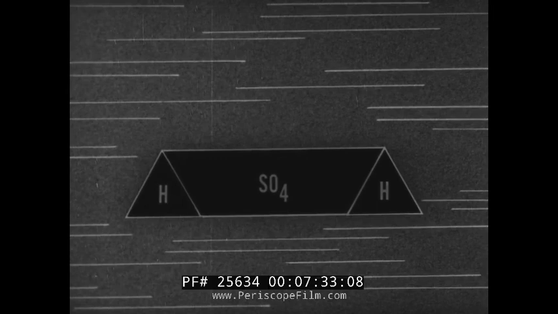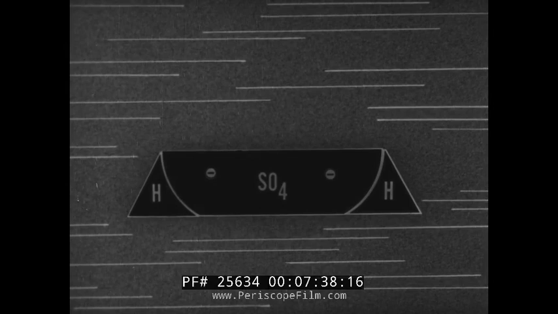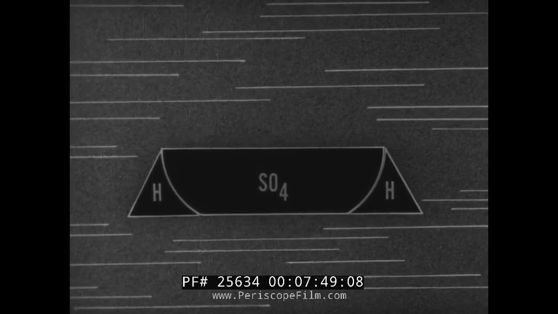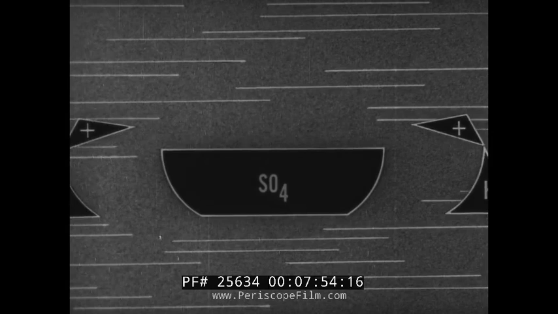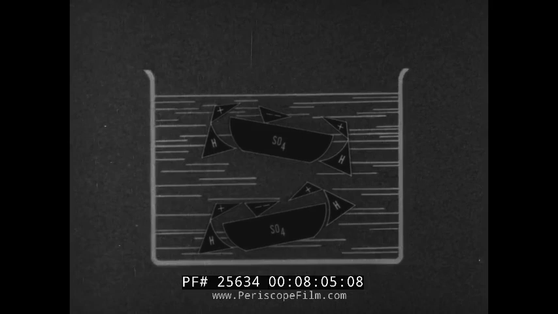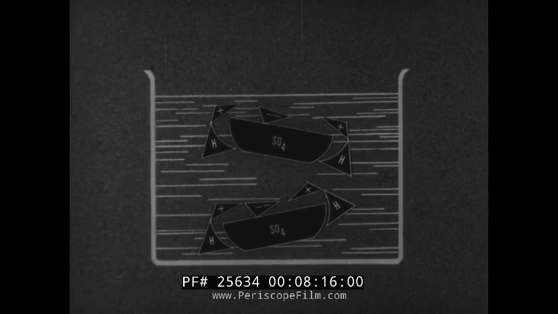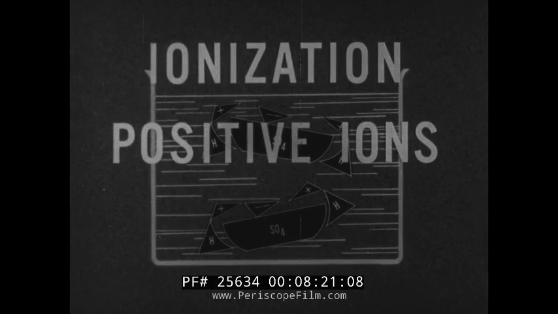But they don't get away as complete atoms. Each one loses its negative electron to the SO4 molecule. Thus, instead of being neutral electrically, with its negative electron balancing its positive proton, each hydrogen atom carries a single positive charge. But the SO4 molecule, having gained two extra electrons, now carries a double negative charge. Throughout the cell, countless sulfuric acid molecules are separated this way. The process of decomposing substances into charged particles is known as ionization. The positively charged particles are positive ions. The negatively charged particles are the negative ions.